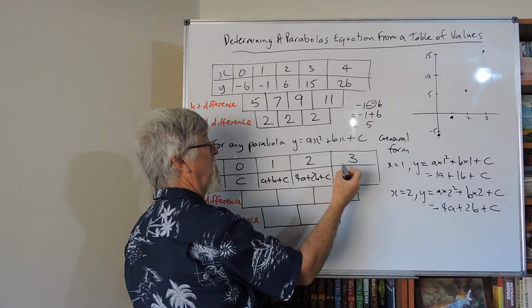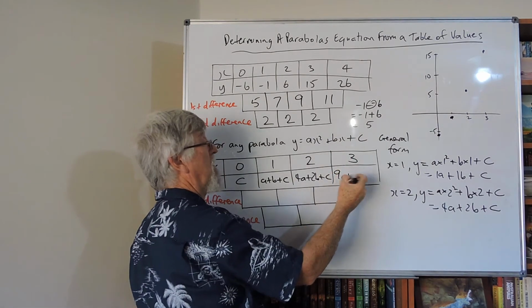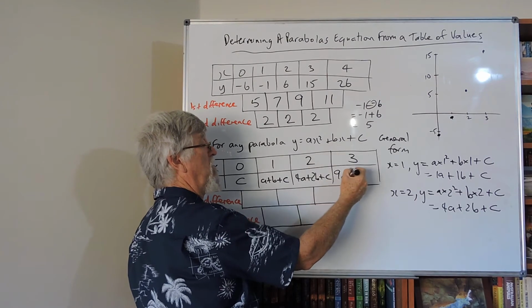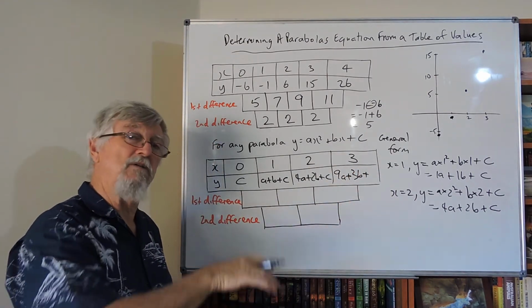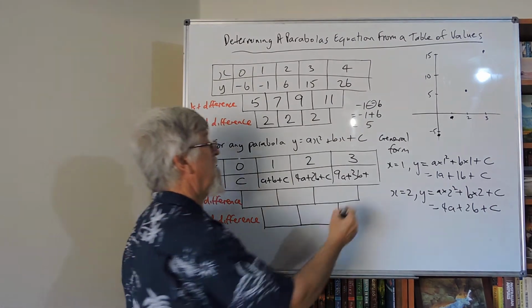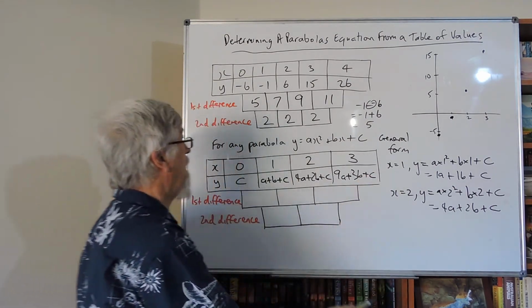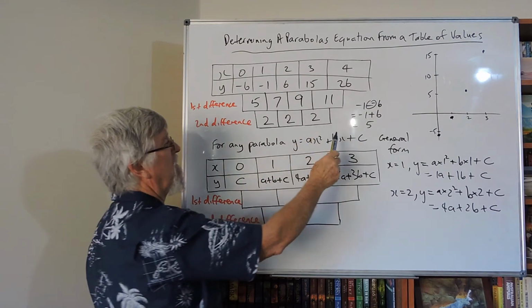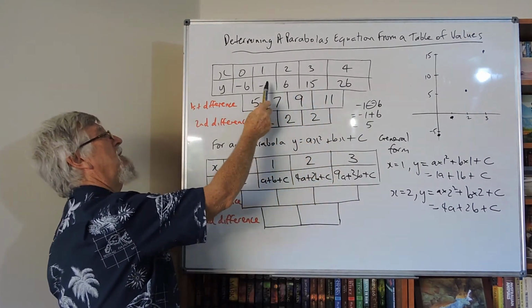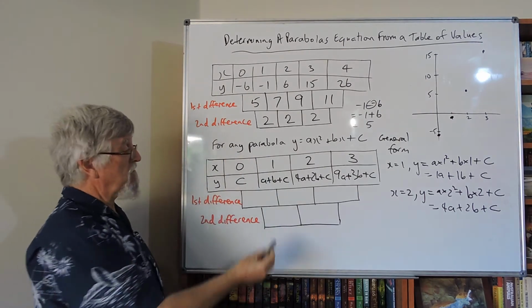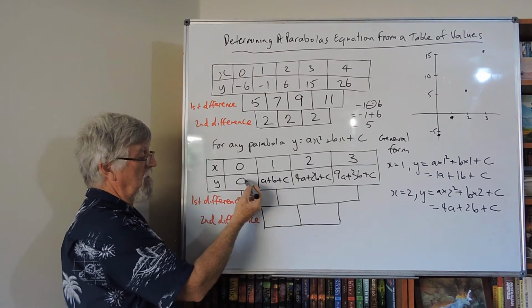Now we keep the process going and I'll shortcut it. 3 into there will be 9a. 3 into there will be 3b. Remember, we're replacing the x's, we're not replacing the a's and the b's and the c's. Plus c. So how did I get the first difference up here? I can go that, take that, that, take that, that, take that, that, take that. Interesting, now it's easier to go that, take that.